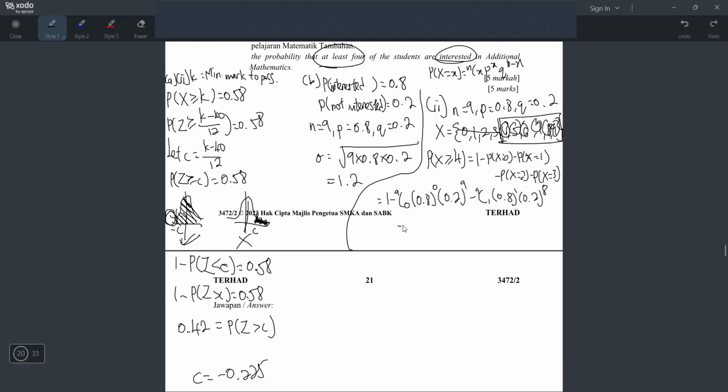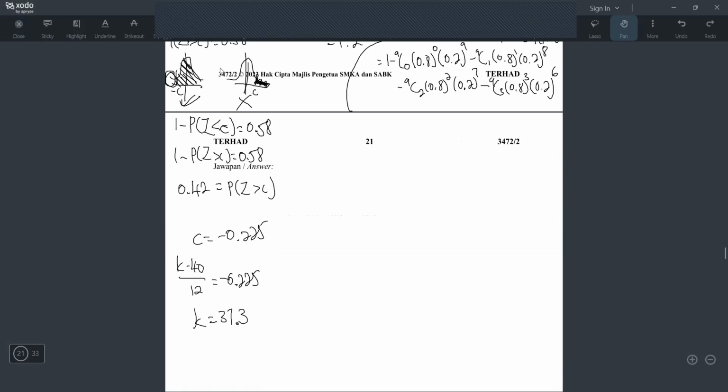Next one will be 9C2, 0.8 power 2, 0.2 power 7. Last one will be P(X=3), 9C3, 0.8 power 3, same as the number down here, and 0.2 power 9 minus 3, which is 6. Okay, time to press the calculator. So 1 minus 9C0 and 0.8 power 0, no need to press, that one is 1. So just press 0.2 power 9.